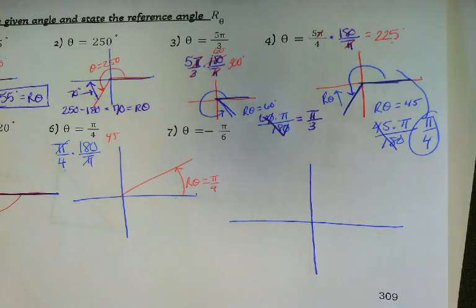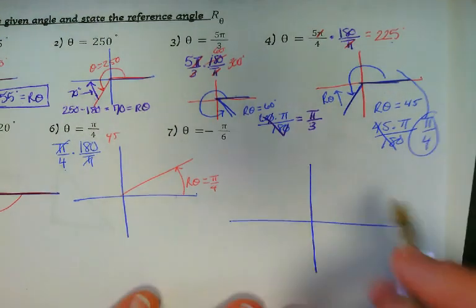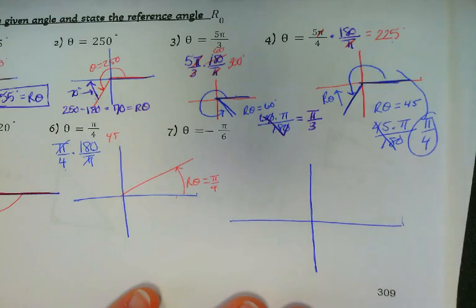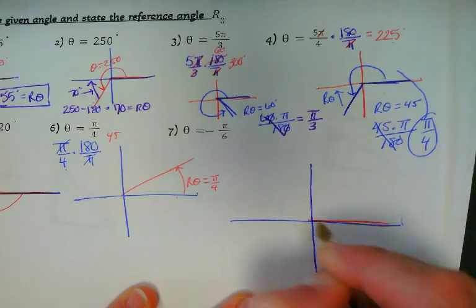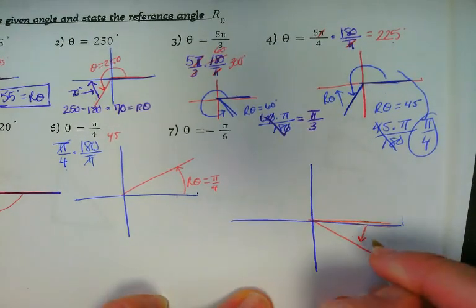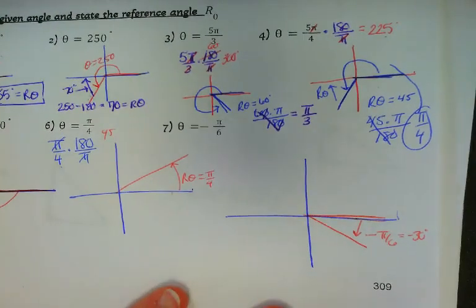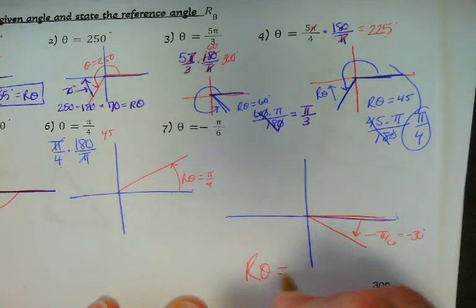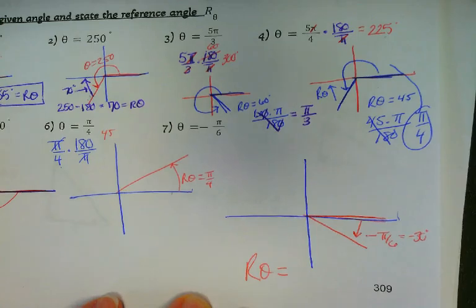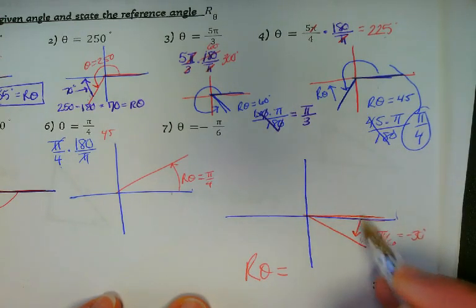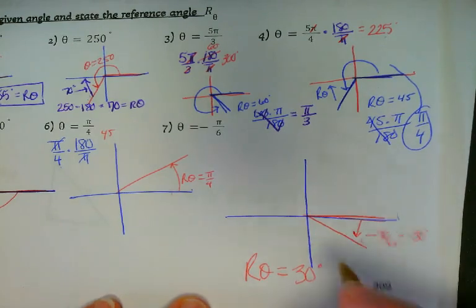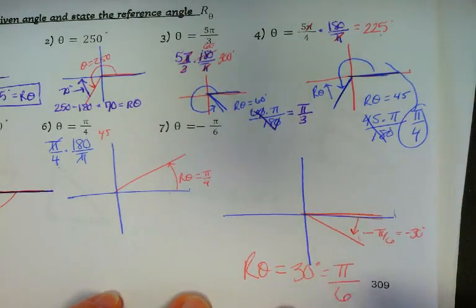What's pi over 6 in degrees? Negative 30, right? Okay, so I'm going to go backwards 30. Which quadrant does that put me in? 4. So here's my initial, here's my terminal. I'm going to go negative pi over 6, which is really negative 30 degrees. What does that make my reference angle? Has to be positive. It'd be 30. How far am I from the x-axis? I am 30 degrees away, or pi over 6.